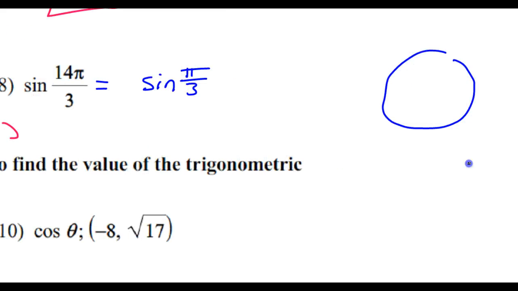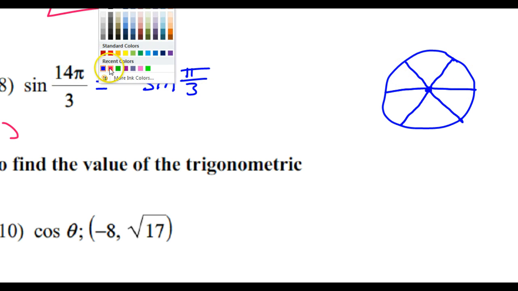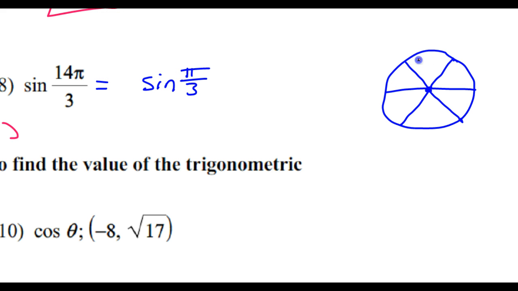Whoa, went off the rails a little bit. So here's pi, and if I take pi and divide it up into 3 pieces, I will have pi over 3. Okay, so there's pi over 3. So I'm supposed to go 14 pi over 3. So that would be 1, 2, 3, 4, 5, 6, 7, 8, 9, 10, 11, 12, 13, 14. 14 pi over 3 would be right there.